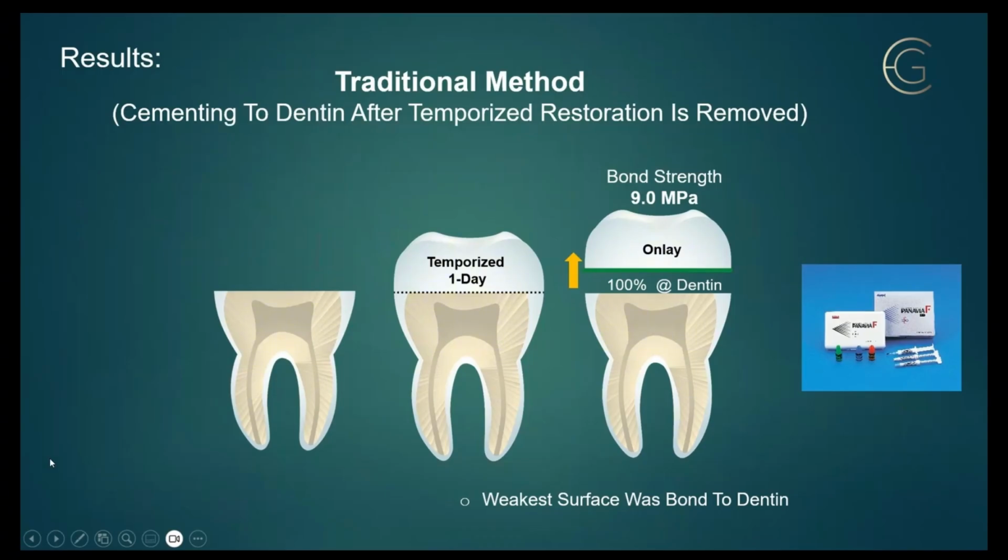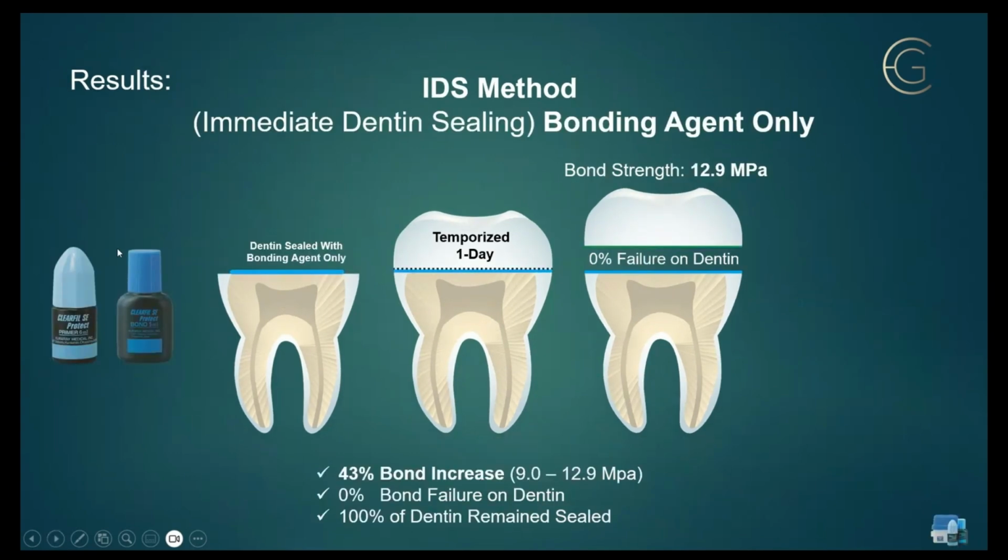So if I could tell you that you could get bond strength that's equivalent to dentin, you'd think that I'm crazy and shut this off and go fishing today. But I'm going to show it to you. So this is step one. Then the second step is he used Clearfil SE Protect. He put the bonding agent only. So he did basically IDS, temporized it, pulled it off. Guess what? 0% failure at dentin. And it went to 12.9.